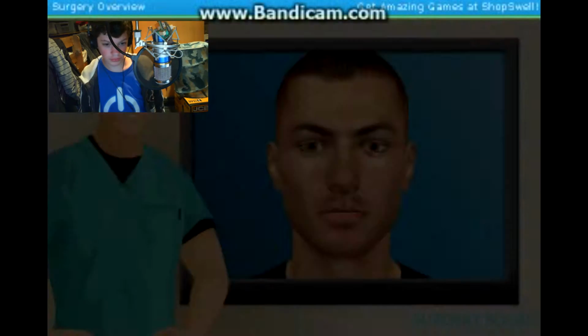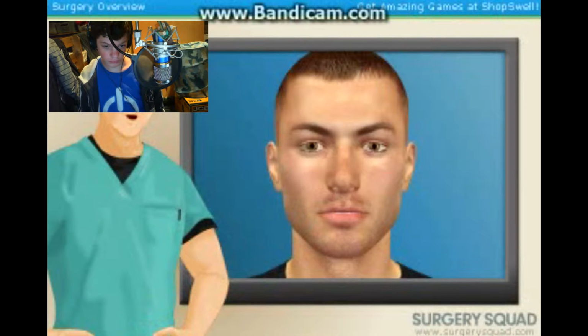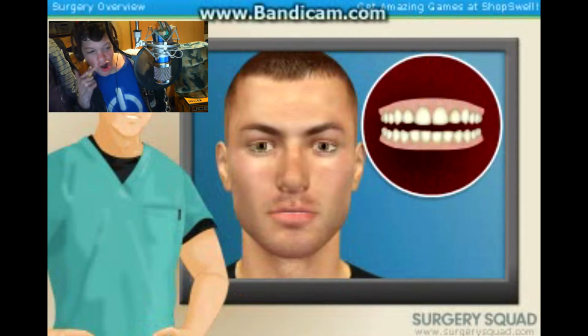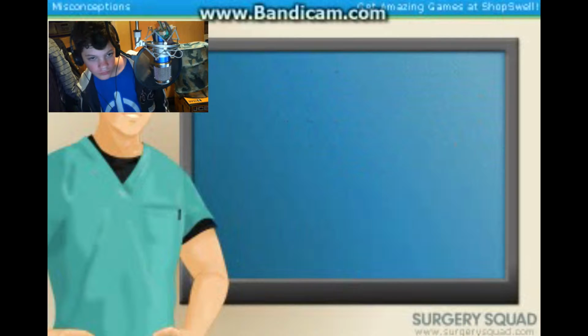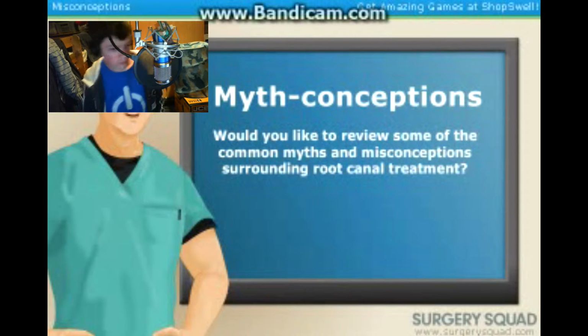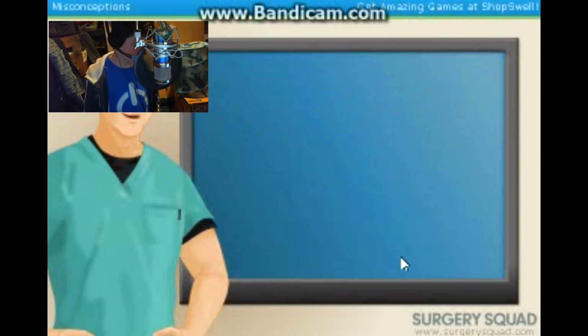Our patient today is having a root canal performed on their lower right second premolar. A dental professional may refer to this tooth as tooth 29. Before we begin, would you like to review some of the common myths and misconceptions surrounding root canal treatment? No. No problem. Let's move on.